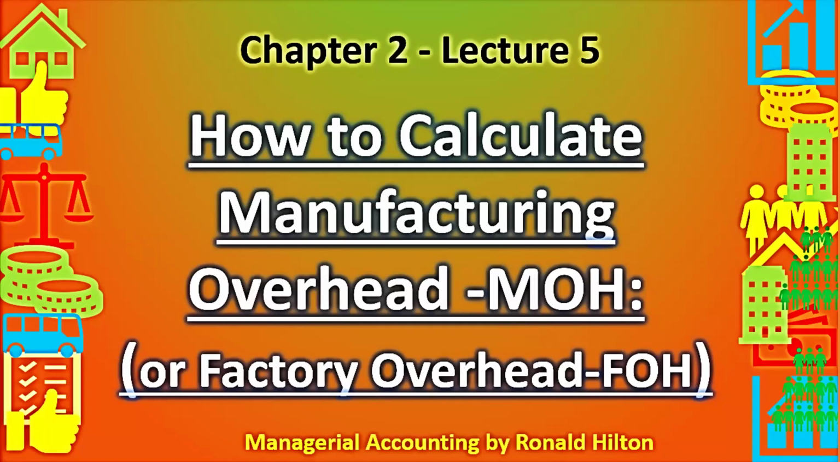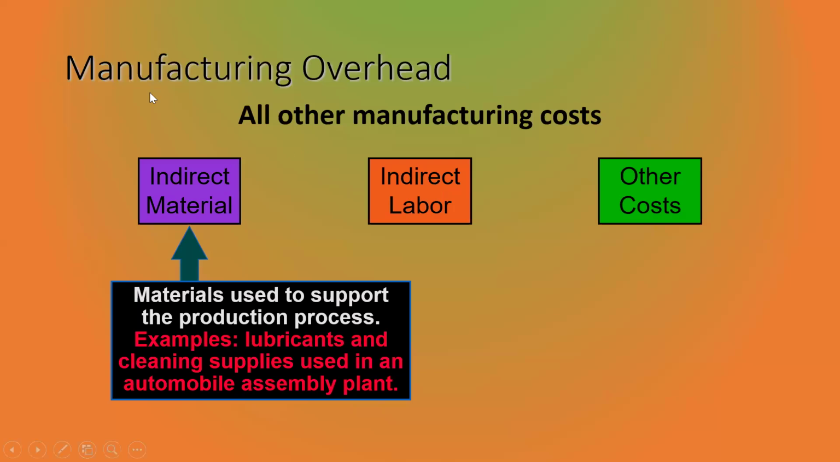So in this lecture, we will learn how to calculate total manufacturing overhead, which is also called factory overhead. Manufacturing overhead includes three main things: indirect material, indirect labor, and all other factory cost. So first of all, what is indirect material?